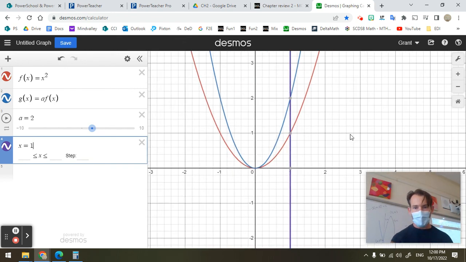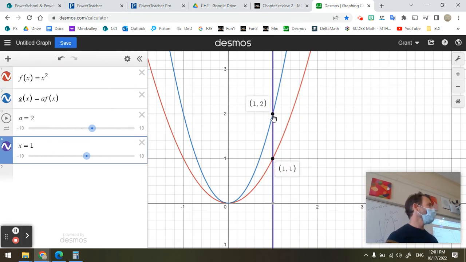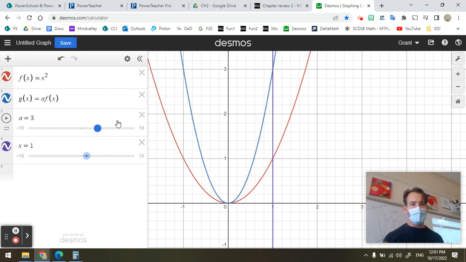Let's zoom in a little bit on this stuff. Notice that the point (1, 1) got stretched up to the point (1, 2), because we're multiplying the output by 2, so it got stretched upwards by factor 2. See, because we're multiplying, this is a times f of x, so this is 2 times f of x when the slider's set there. As I change the slider to 3, it goes up to 3. It's now stretch factor 3.